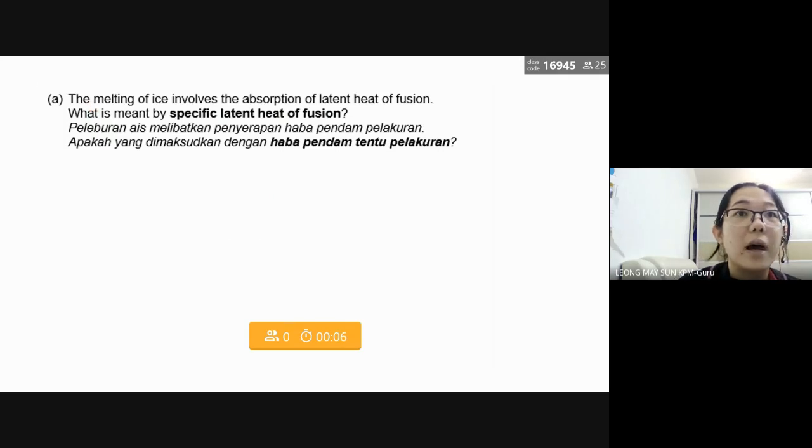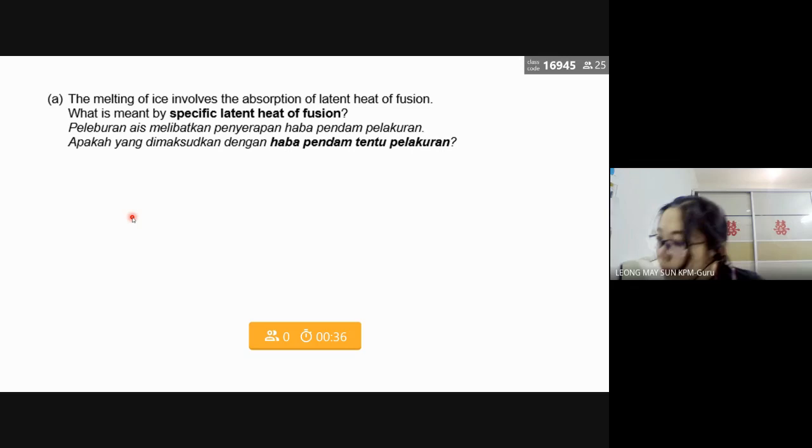So I'm asking for the answers. Number one, the melting of ice involves the absorption of latent heat of fusion. What is meant by specific latent heat of fusion? This one doesn't need that question yet, so I'm not putting it out first. Obviously you can refer to your notes or your textbook on the definition. This is a short answer, so key in your answer inside.